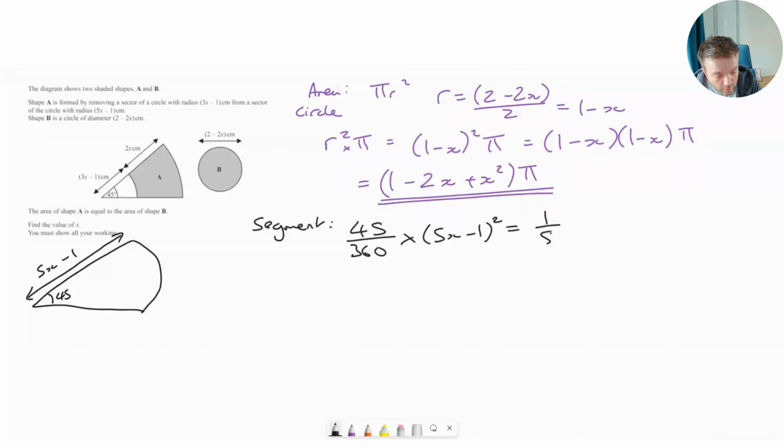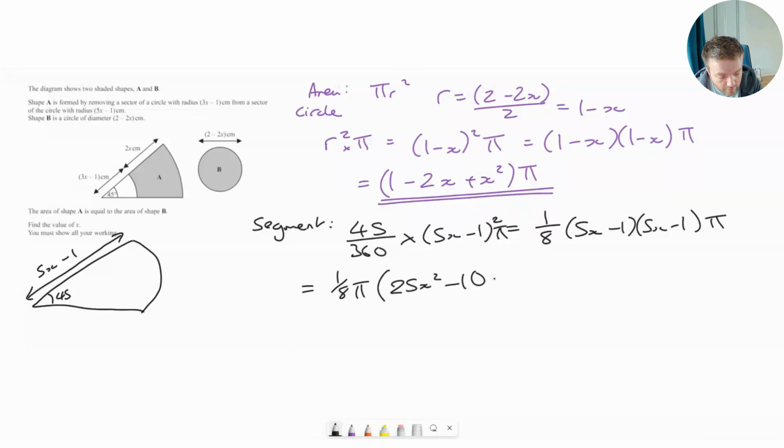Okay, so let's simplify that. Well, 45 over 360, take my word for it, will simplify down to 1 over 8. And this is going to give us 5x minus 1, 5x minus 1. And we forgot our pi at the end as well, because we do need to make sure we keep that involved. So that's going to give us 1 over 8 pi, and we're effectively going to have this double bracket of 25x squared minus 10x plus 1. Okay, so that's the segment done for now.